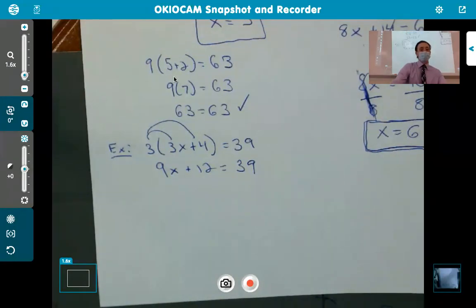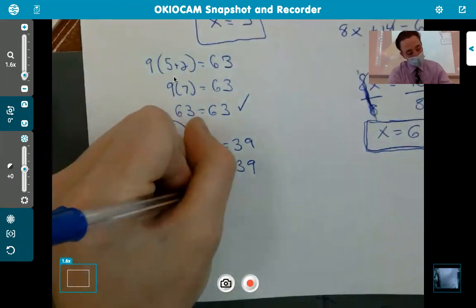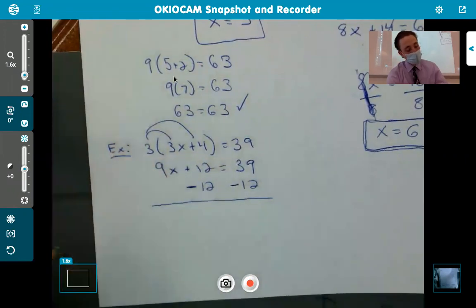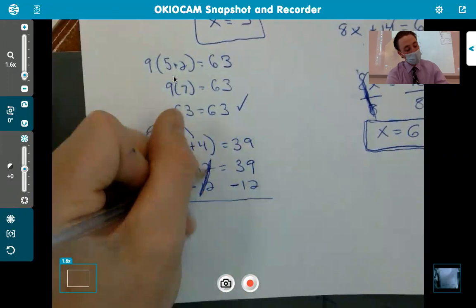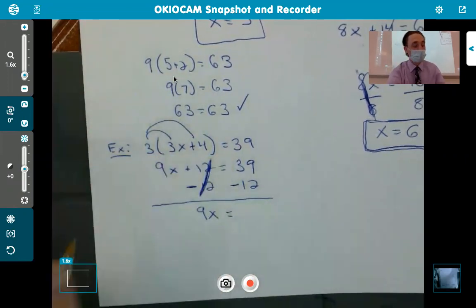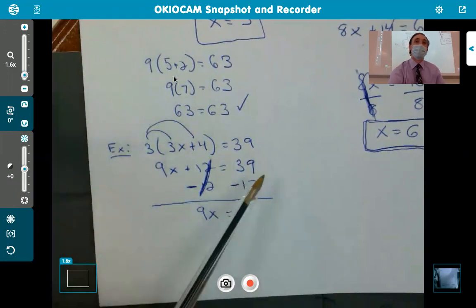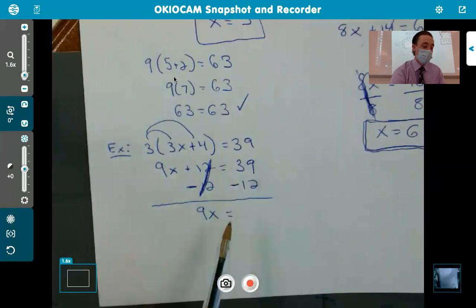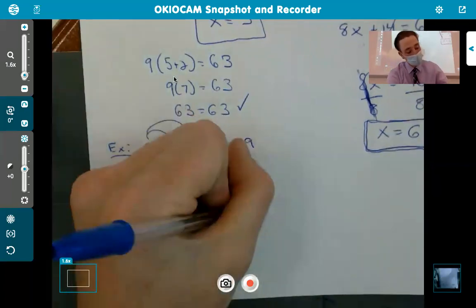Minus 12. Good. Let's subtract 12 from both sides. 12 minus 12 is going to give me what? 0, right? Those are going to cancel out. What's left over? Just the 9x, right? Oh, I'm sorry. Did you say the right-hand side? Iris, what's on the right-hand side with 39 minus 12? 27, good.